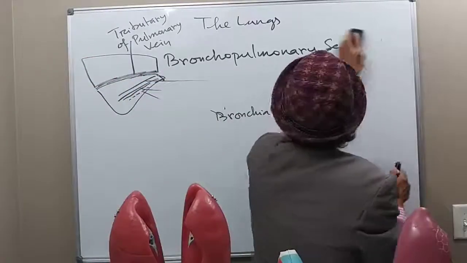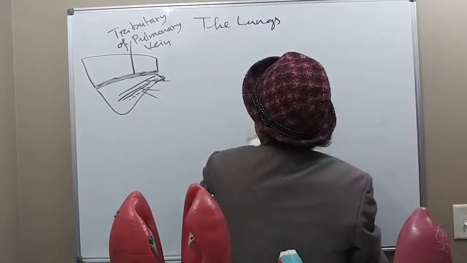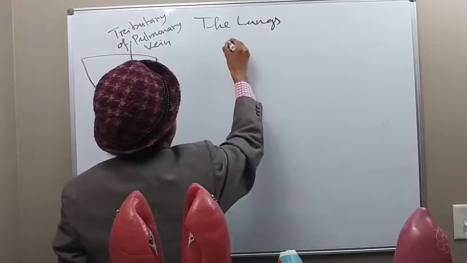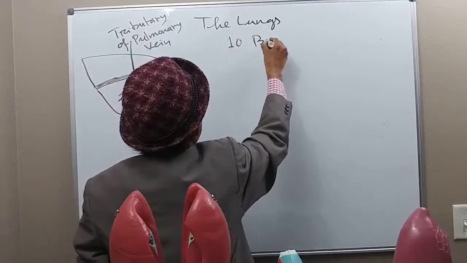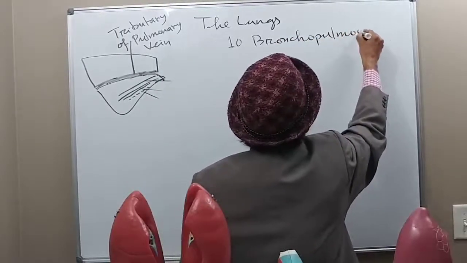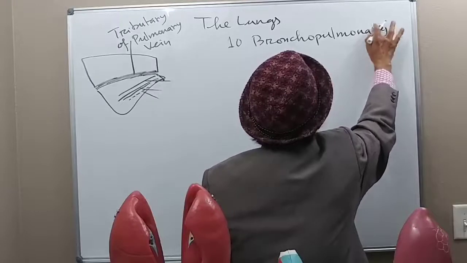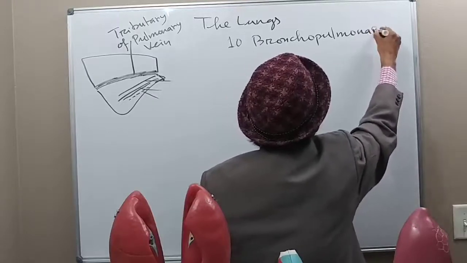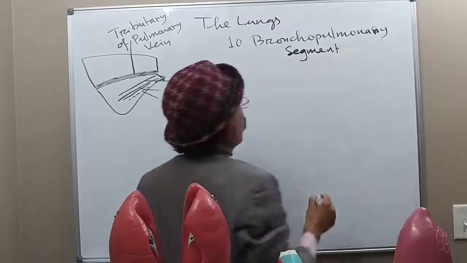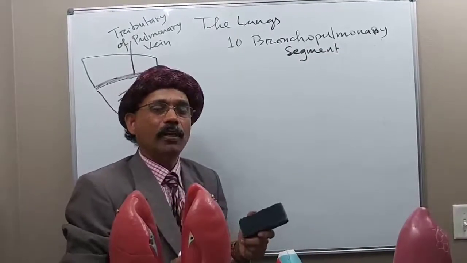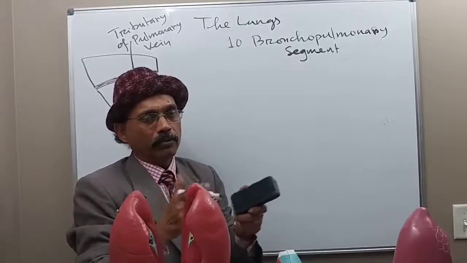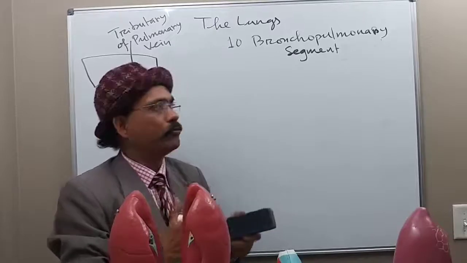How many bronchopulmonary segments in the right lung and left lung? Usually we should have 10 bronchopulmonary segments. 10 bronchopulmonary segments in the right lung. Left lung usually has 8 or 9 bronchopulmonary segments because 1 or 2 segments may be fused together.